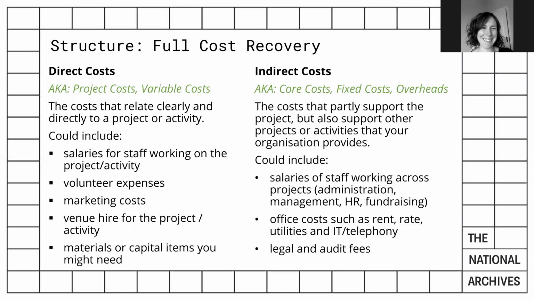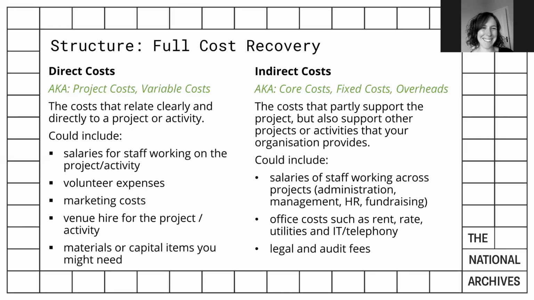And indirect costs is what we also heard about, things like core costs, fixed costs, because they don't vary as much, or the word overheads. And they're the costs that support the project, but also support other activities. So you might have a manager or someone who's working in administration or human resources in your organisation who supports that project you're applying for funding for, that the direct costs are for, but also other projects and activities.